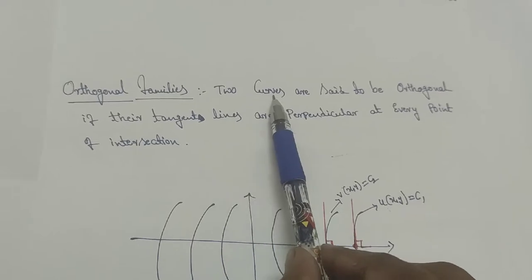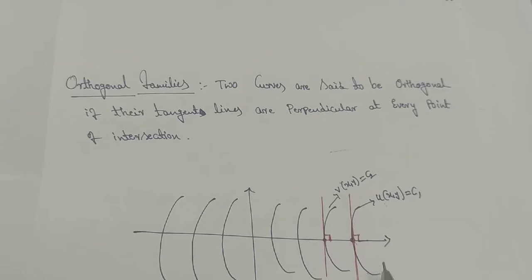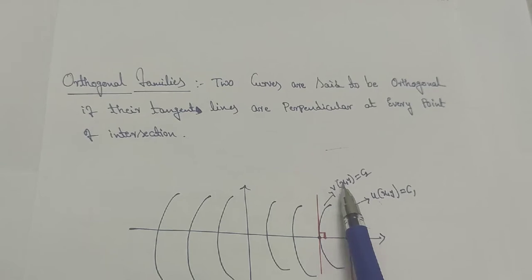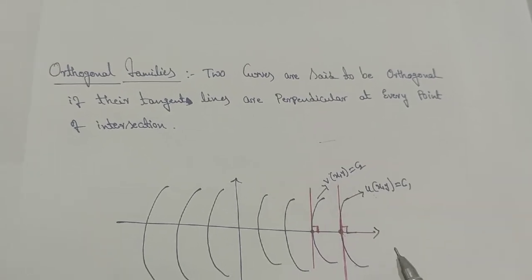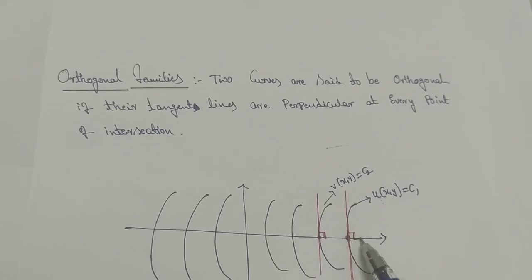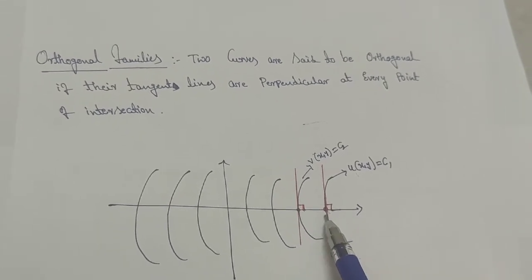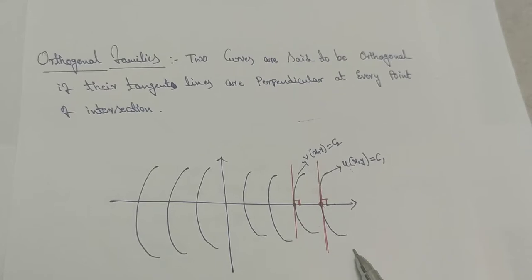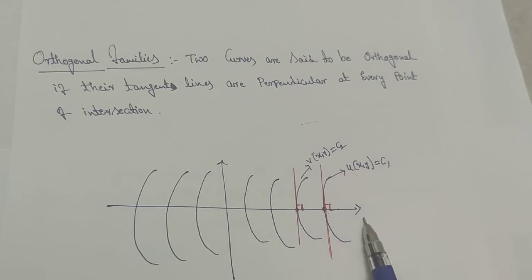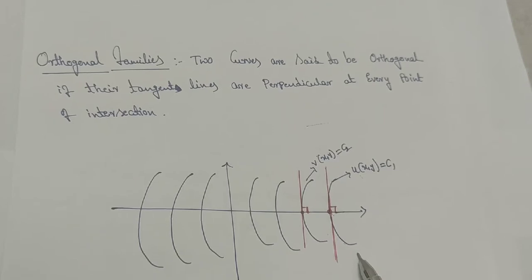See the definition. Two curves are said to be orthogonal. That means here we have to consider two curves. I will mention the first curve as u of x comma y is equals to c1 and the second curve is v of x comma y is equals to c2. Then if the tangents of these curves intersect at right angles, or perpendicularly, at each point of their intersection, then we can say this forms orthogonal families. That means if the tangents of these curves intersect at right angles at each point of their intersection, then we can say these are the orthogonal families.